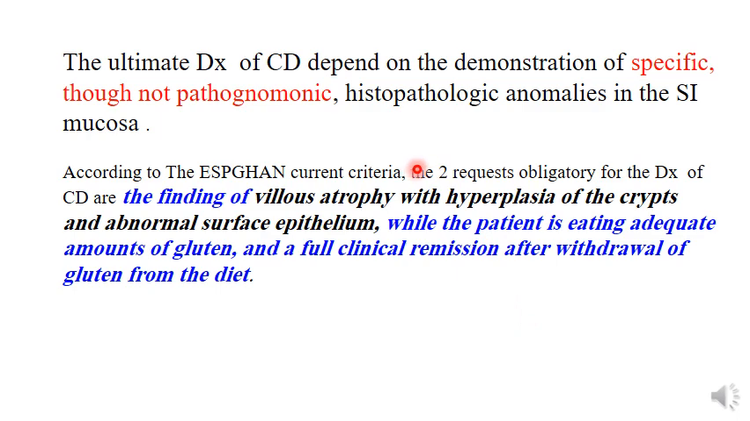Ultimate diagnosis depends on demonstration of specific, though not pathognomonic, histopathologic anomalies in the small intestine, as I told you. According to the European Society of Pediatric Gastroenterology, Hepatology and Nutrition, the two obligatory criteria for diagnosis of celiac disease are: finding of villus atrophy with hyperplasia of the crypts and abnormal surface epithelium while the patient is on gluten, and a full clinical remission after withdrawal of gluten from the diet. So these should be present to establish the diagnosis of celiac disease.